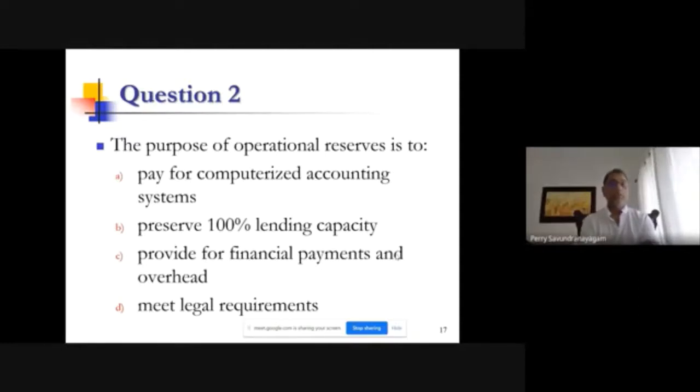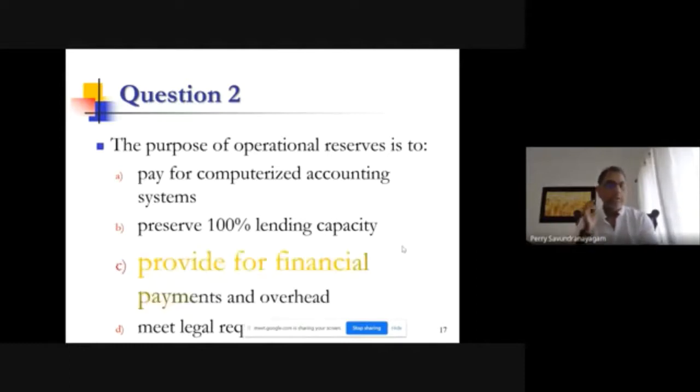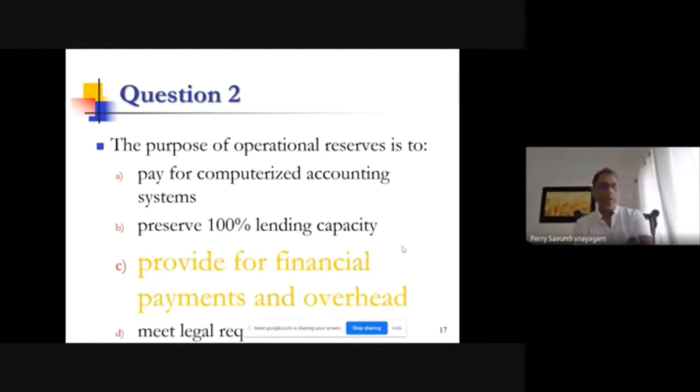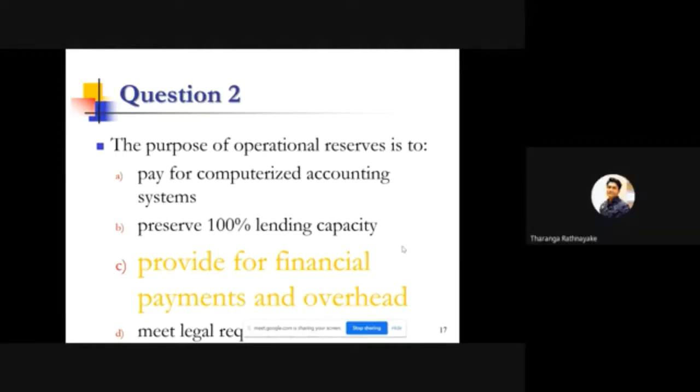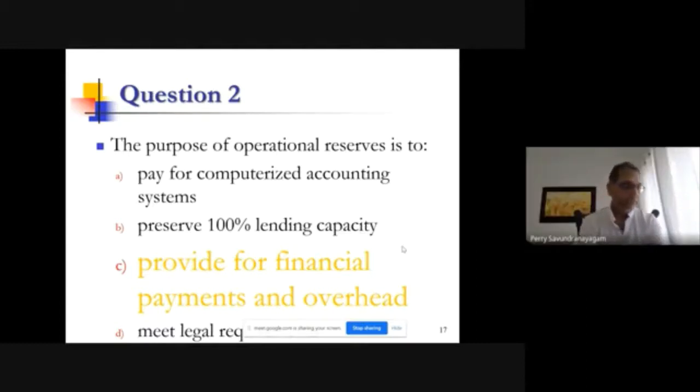No, why do you say 2? Okay, let's see the answer first before going on. Okay, 3 is the right answer. So why not 2? Can a bank at any time preserve 100% lending capacity? Can I always be ready to lend 100% of what I borrow? No. You can't, because you will always have the reserve there.